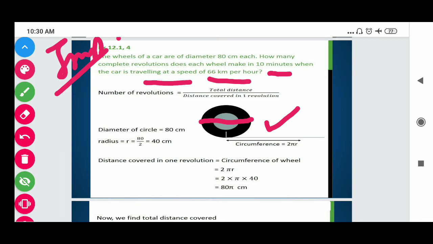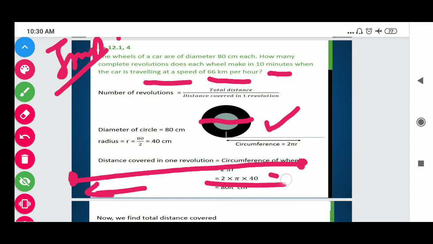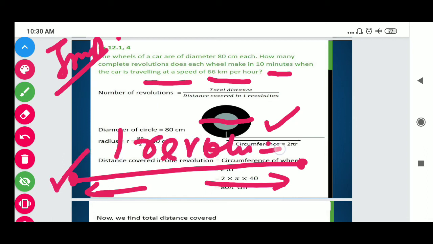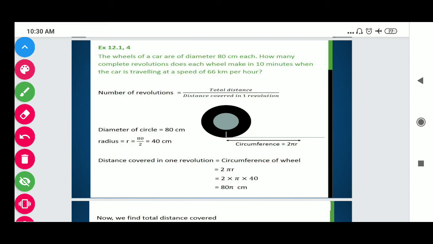Students, we know that if we make a circle using a thread and put the thread along the outer portion of the circle, that is the circumference of the circle. If we flatten the thread on the surface, then this is the circumference of the circle. And we can also say that this is one revolution. Revolution means the wheel covers only one circle, one revolution.